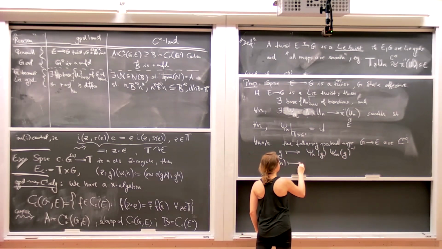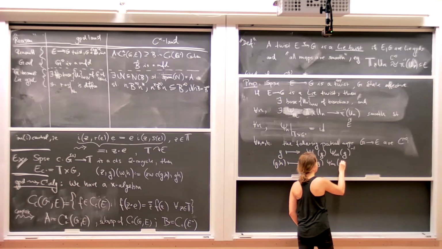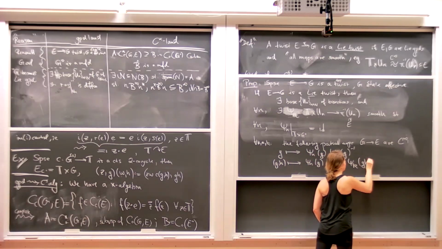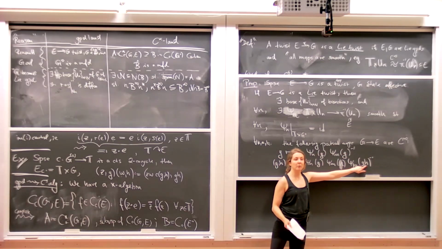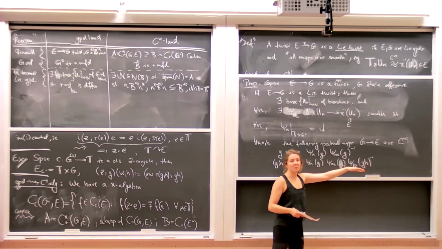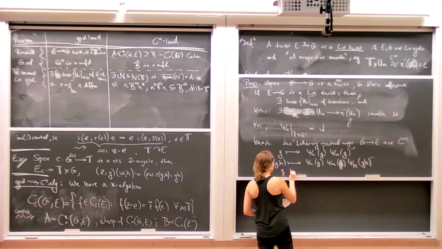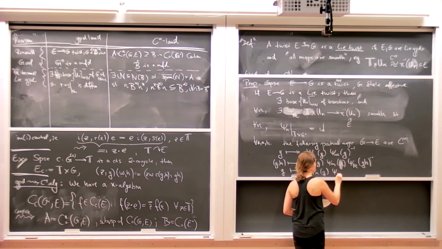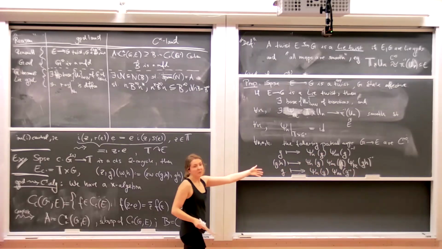GH maps to psi n of G, psi m of H, psi k of GH inverse. Same game. Multiplication in my groupoid G is smooth, multiplication with these psi n's is smooth, multiplication in E is smooth, inversion is smooth. This is a smooth map, just composed of smooth things. And lastly, G maps to psi n of G, psi m of G inverse. Again, everything's smooth.